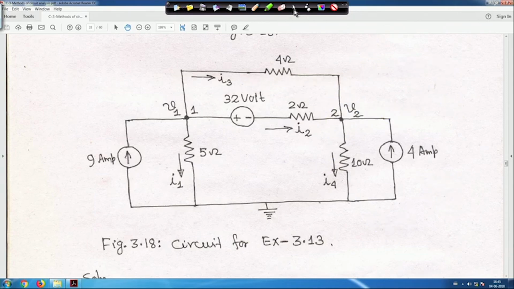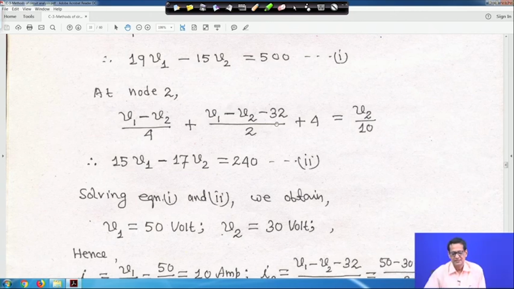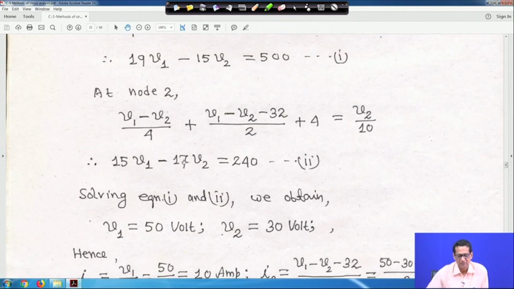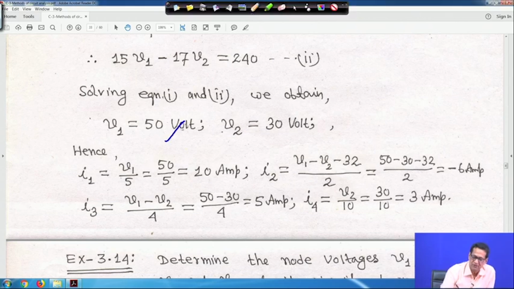So, let me clear it, right. So, at node 2 this is that equation, right. So, upon simplification you will get 15 V1 minus 17 V2 is equal to 240, and you solve equations 1 and 2, because there are only two unknowns, V1 and V2. If you solve, you will get V1 is equal to 50 volt, right.